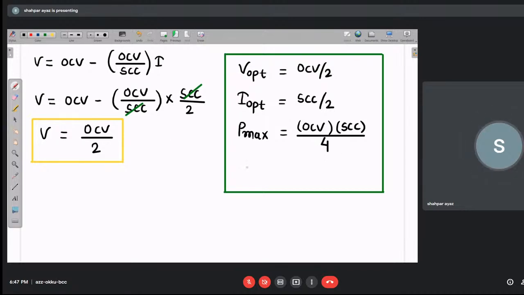And for V optimum, whenever you equate A plus BL optimum, you are going to get the optimum arc length, L optimum. V optimum is nothing but your OCV by 2. If you equate the arc voltage to OCV by 2, you get the optimum arc length. This is the condition for maximum power output.